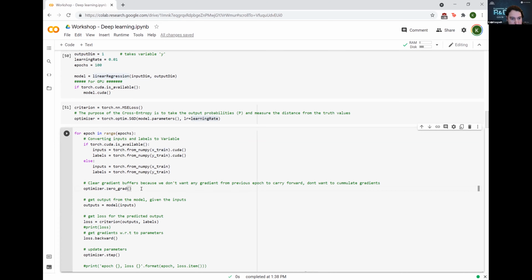One thing you also have to do every time you're building your training loop is zero out the gradients in the optimizer. The reason for that is very simple: by default, PyTorch accumulates the gradients. This is for other types of models such as RNNs, but we're not doing that today. So we just have to zero out the gradients every epoch.